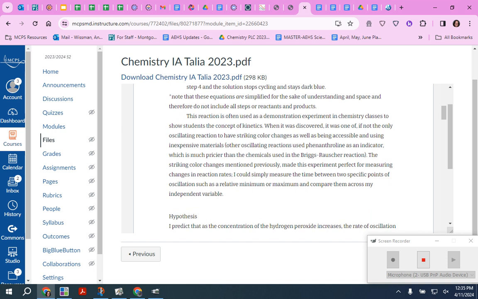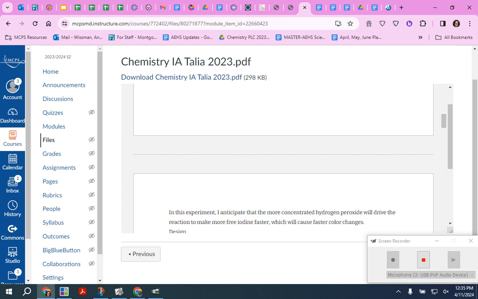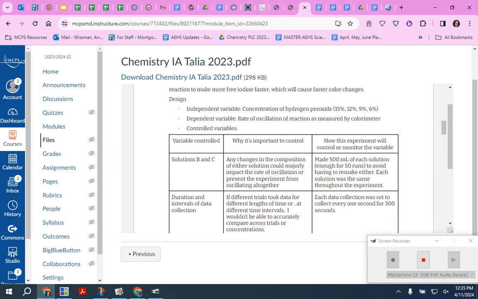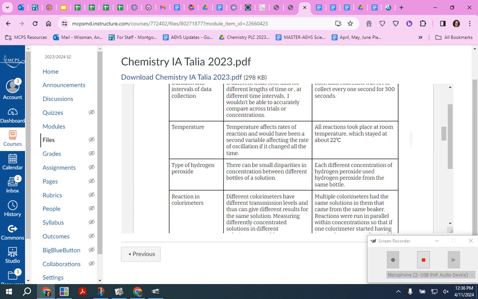Note these equations are simplified for the sake of understanding in space. Okay, you might have to do that. That's fine, as long as you acknowledge it. She also has a hypothesis. Again, you don't need to. She clearly states the independent and dependent variables, and then again a table of controlled variables, why it matters, and how she's going to control it or attempt to control it.